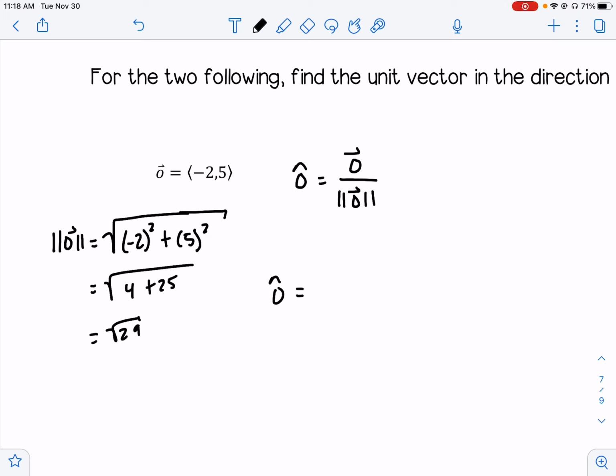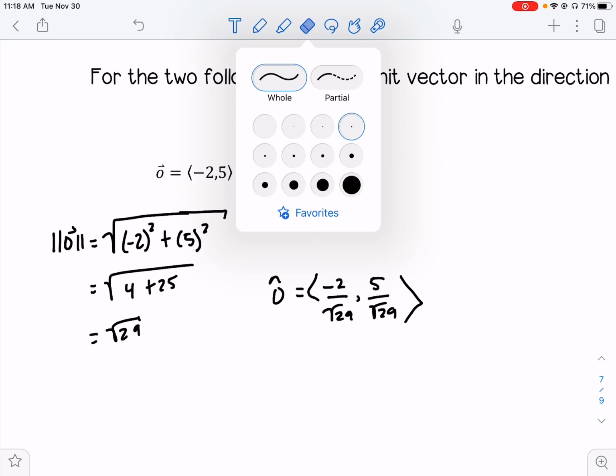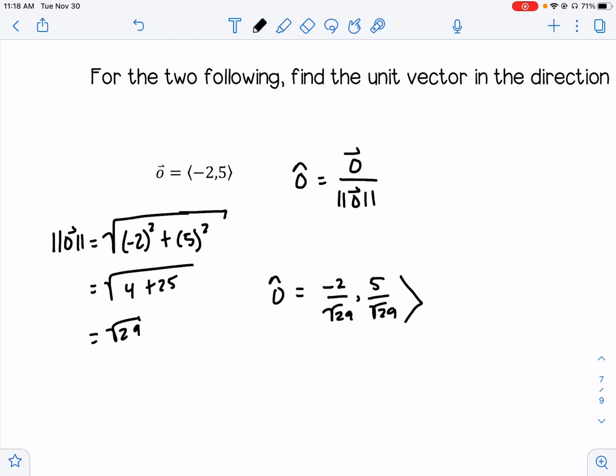So to find the unit vector for O, we're going to take negative 2 and divide it by the square root of 29. We're also going to take 5 and divide it by the square root of 29. I'm going to make that a better bracket there. And that's it. That's finding a unit vector. It's easy. It's finding the magnitude and then dividing your two components by the magnitude.